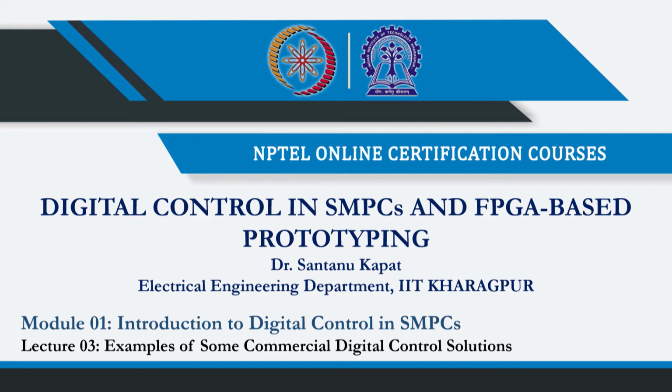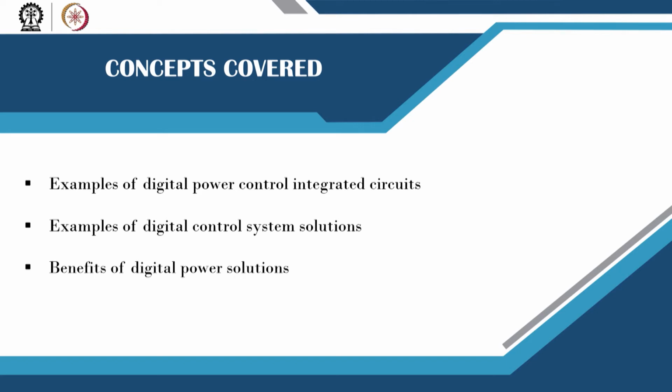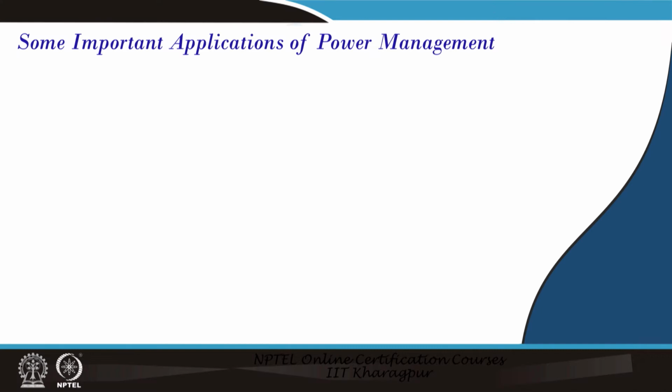So, in this lecture we are going to show some examples of some commercial digital control solutions. I will first talk about some examples of digital power control integrated circuits (ICs), then I will show examples of some digital control system solutions, like system level solutions. Then what are the benefits of digital control, and I will also explain some benefits which are mentioned in those examples' product data sheets, and then I will show what the important aspects in this course are.